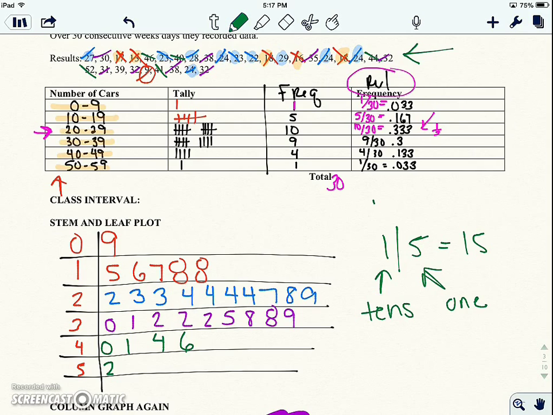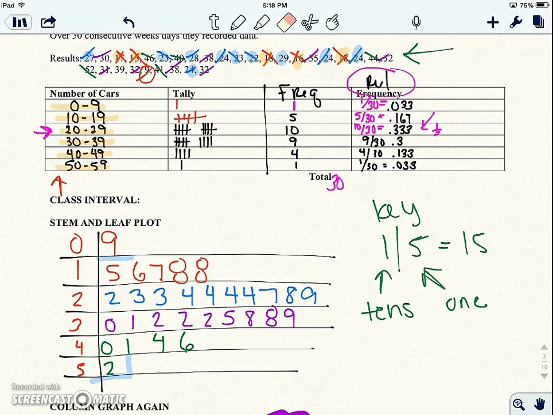Okay. And what's also really nice about it is if you were to turn it on the side and draw little boxes, you actually have a histogram, but we'll talk about that in a minute.